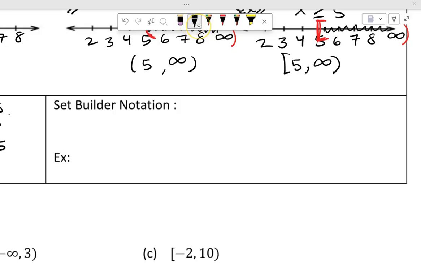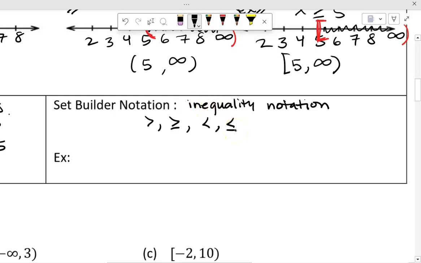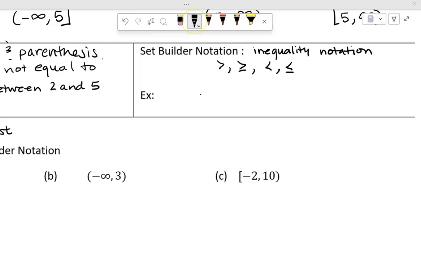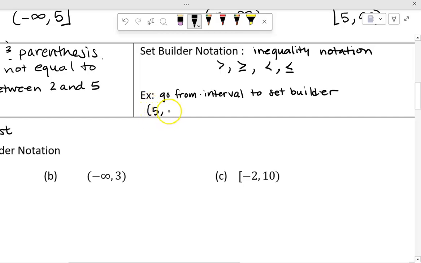And then the last thing we want to fill in, this is not new. You maybe just didn't know what the name was for it, but set builder notation is inequality notation. It's what we've already been using. And it uses those signs greater than or less than, equal to, etc. So let's do an example where I go from interval notation to set builder. So we go from, for example, parenthesis 5, comma 8 bracket. So this is interval.